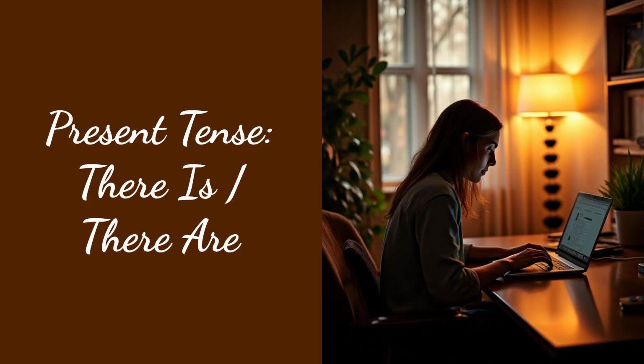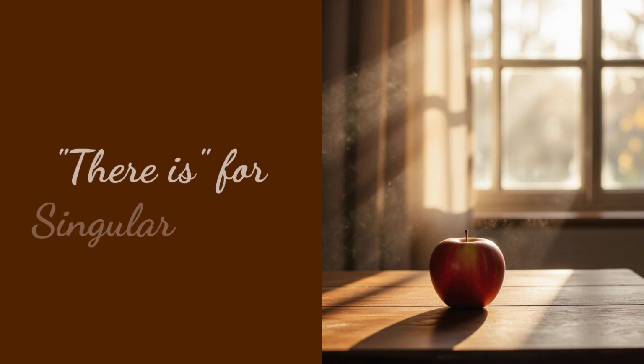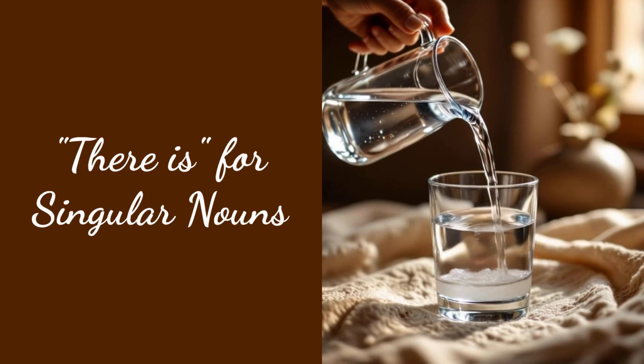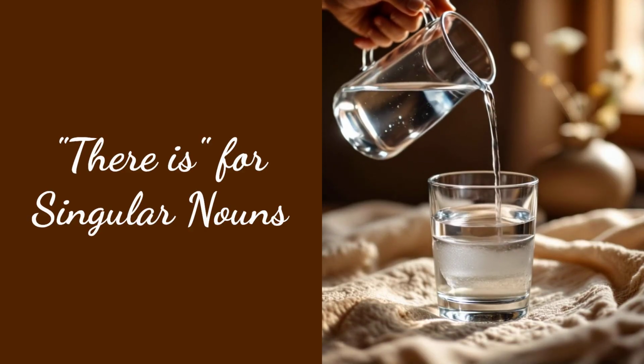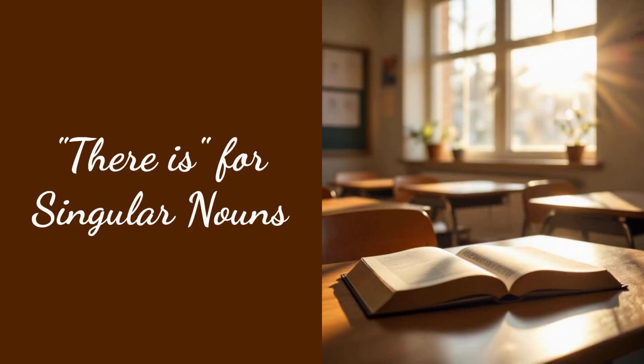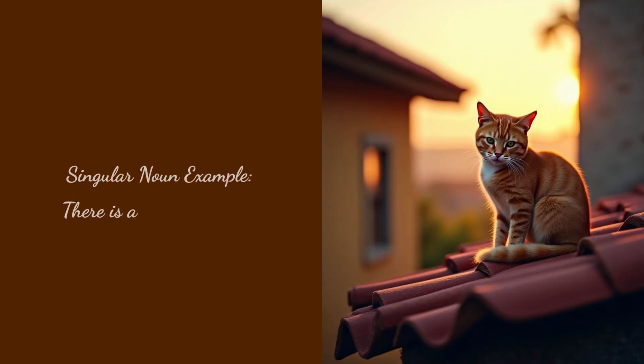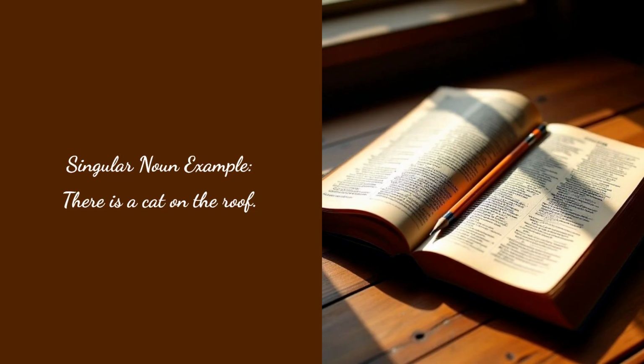They describe current situations. There is used for singular nouns. This means when you're talking about one item or an uncountable noun. It's straightforward and very common. For example, there's a cat on the roof. Here, cat is singular, so we use is.